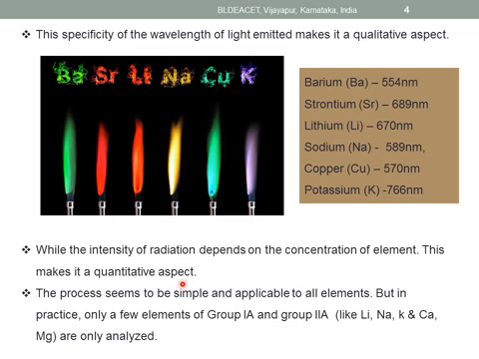Though the process seems to be simple and applicable to all elements, practically only a few elements of group 1A and group 2A are analyzed by this particular flame photometry method. Usually it is not used for research applications, but at the undergraduate level it is used for the determination of elements like lithium, sodium, potassium, calcium, magnesium, barium, etc.